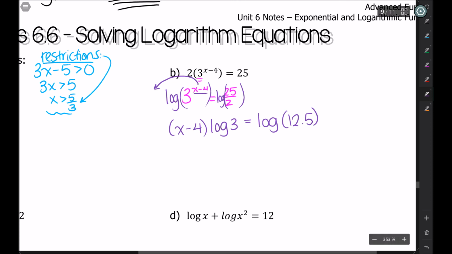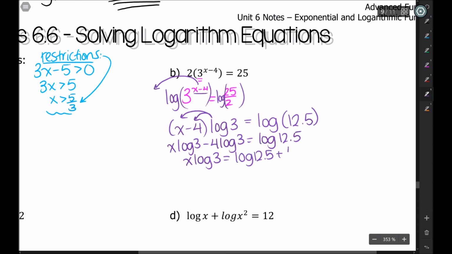Now I need to distribute the log 3 through to everybody here. So I get x log 3 minus 4 log 3 is equal to log of 12.5. I'm going to add this 4 log 3 to this side so I can isolate this x. So x log 3 is equal to log of 12.5 plus 4 log of 3.